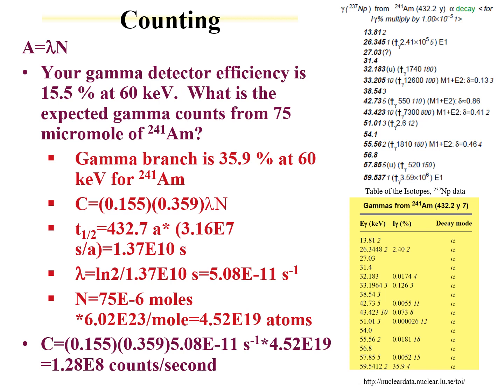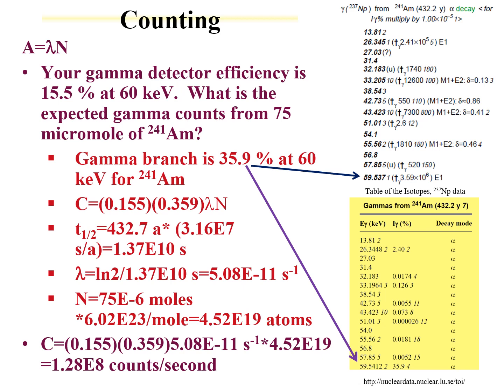We can use, again, activity equals lambda n from an example where we actually do some counting. Let's say you've got a gamma detector, and at 60 keV, the efficiency is 15.5%. What is the expected gamma counts from 75 micromoles of americium-241? Well, I use this information here to get the gamma branch, which is for americium-241.